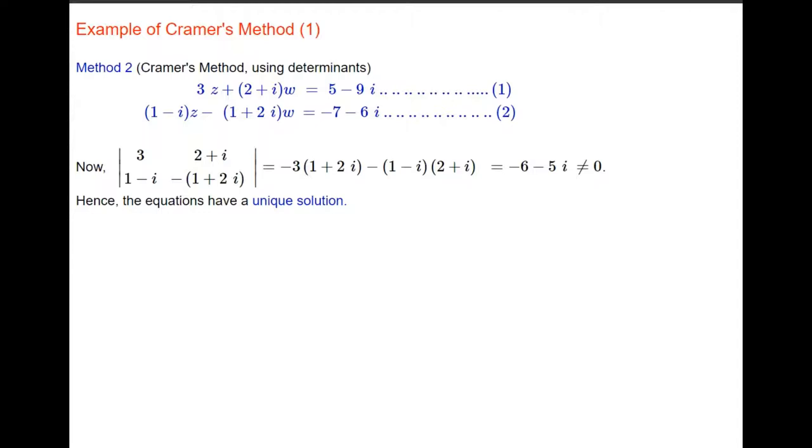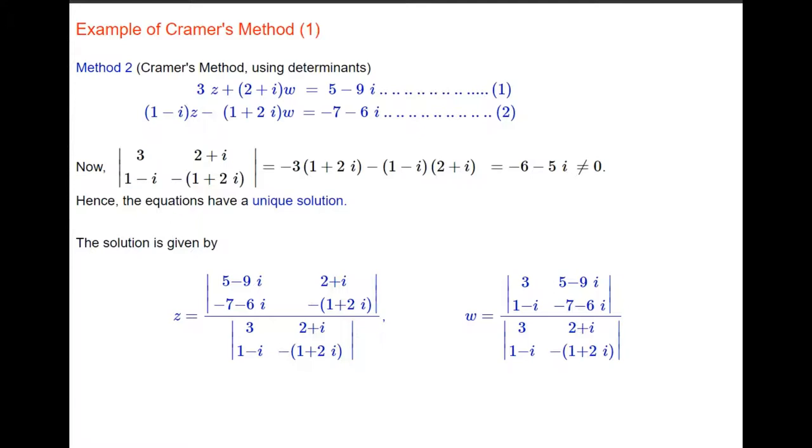Now, the solution will be given by z equals the determinant of 5 - 9i, 2 + i, -7 - 6i, and -(1 + 2i), all over the determinant of 3, 2 + i, 1 - i, and -(1 + 2i). w will be equal to the determinant of 3, 5 - 9i, 1 - i, -7 - 6i, all over the determinant of 3, 2 + i, 1 - i, and -(1 + 2i).